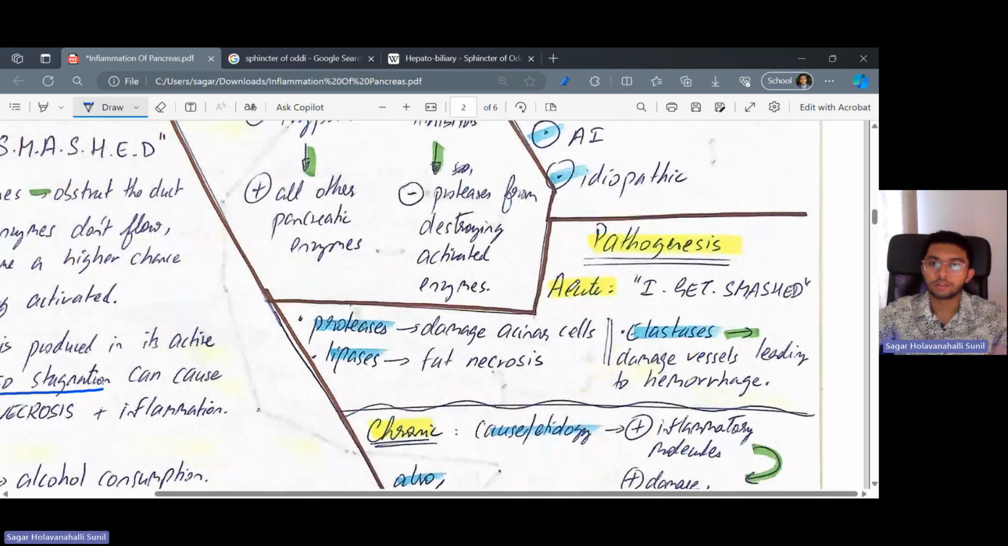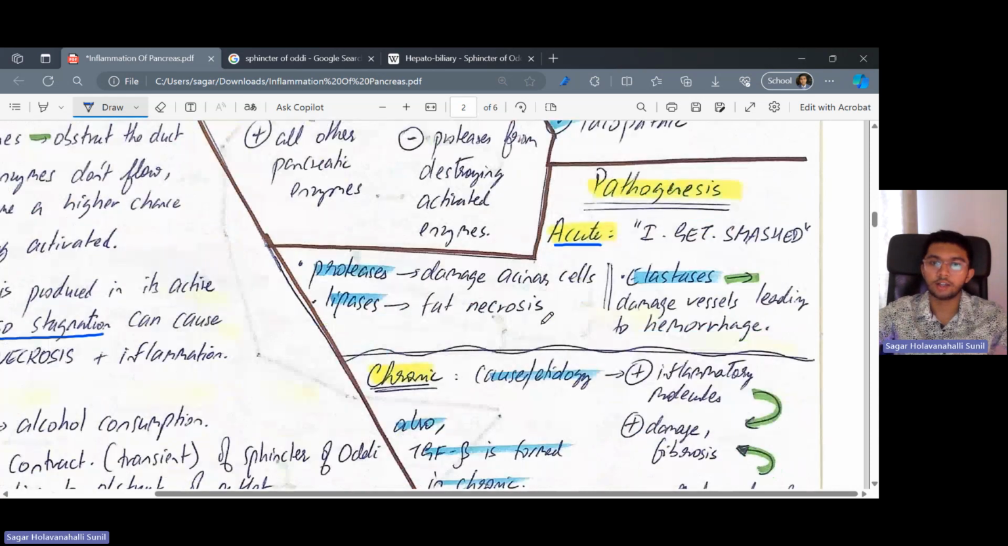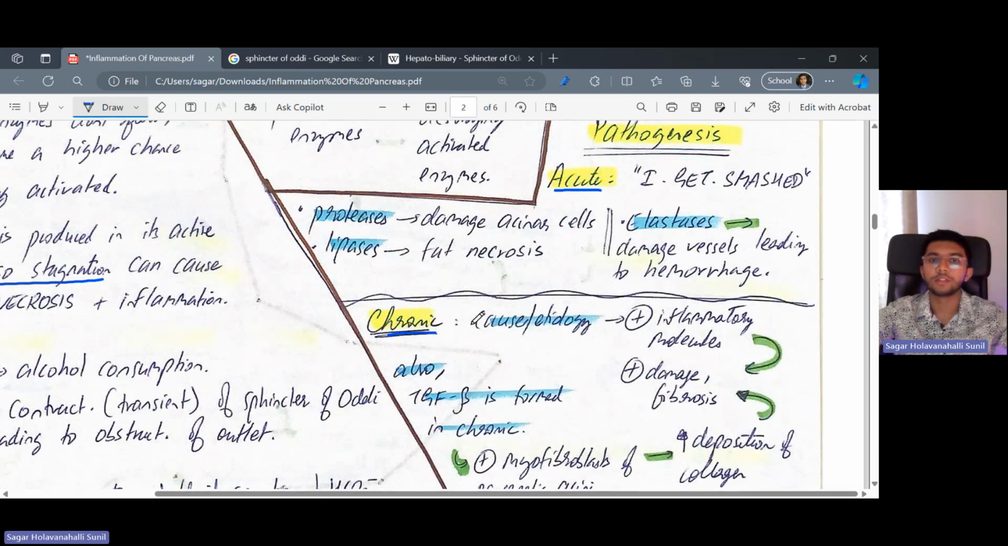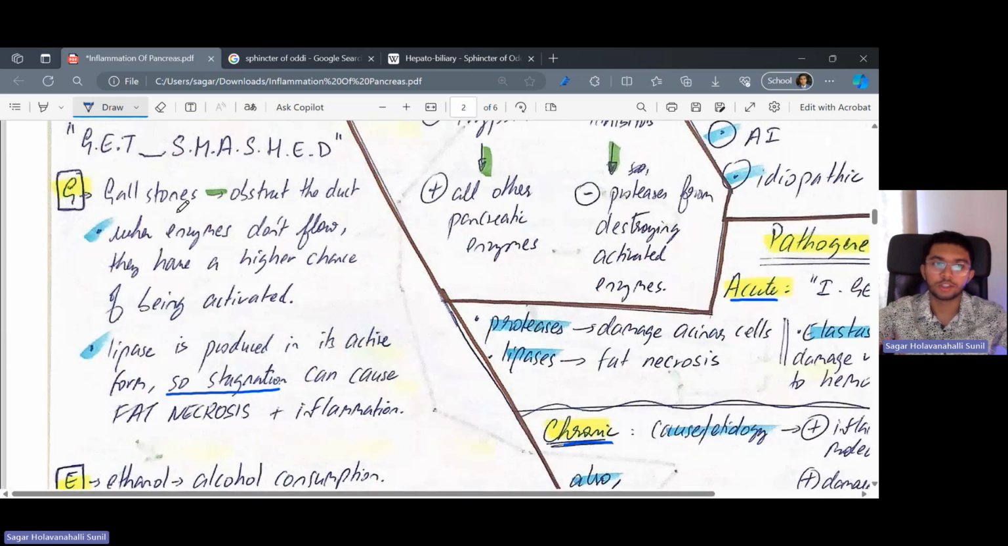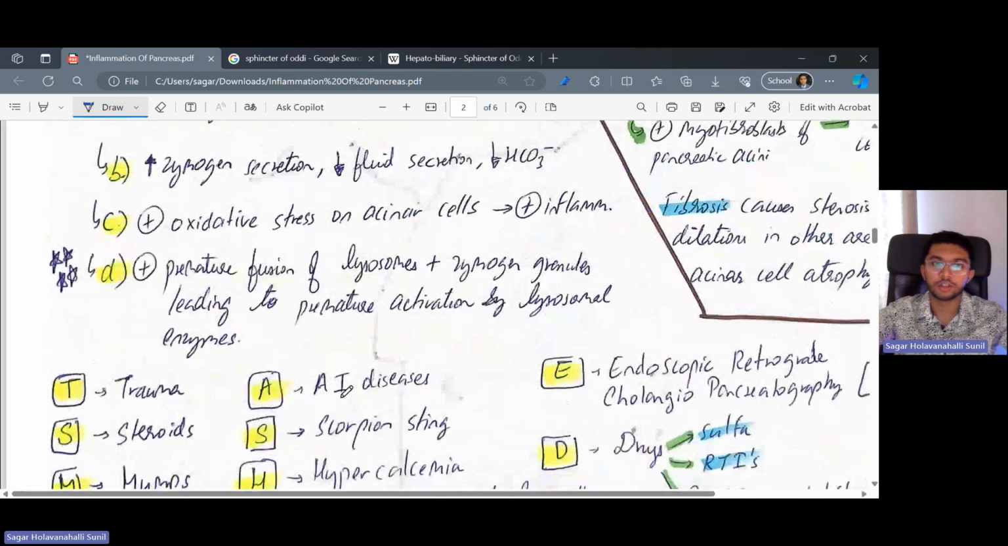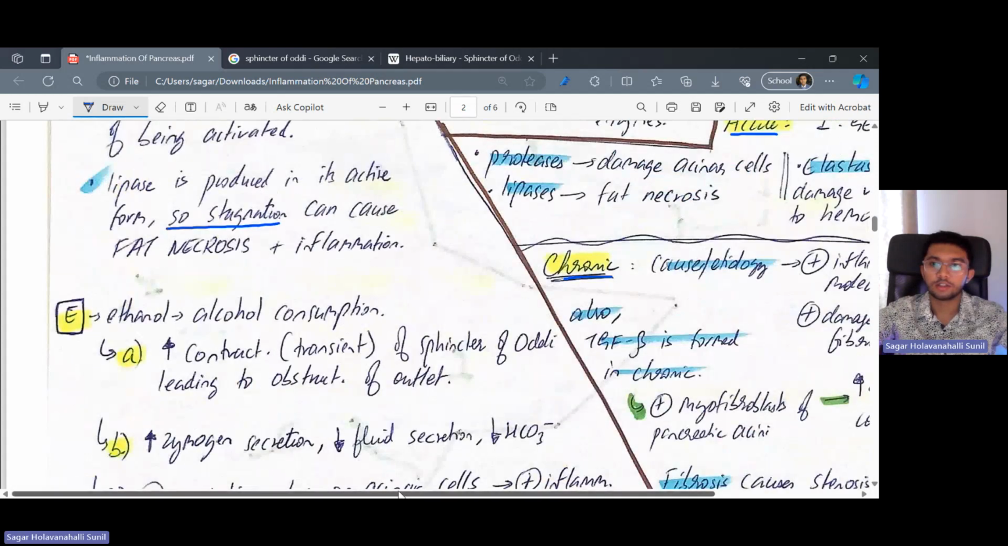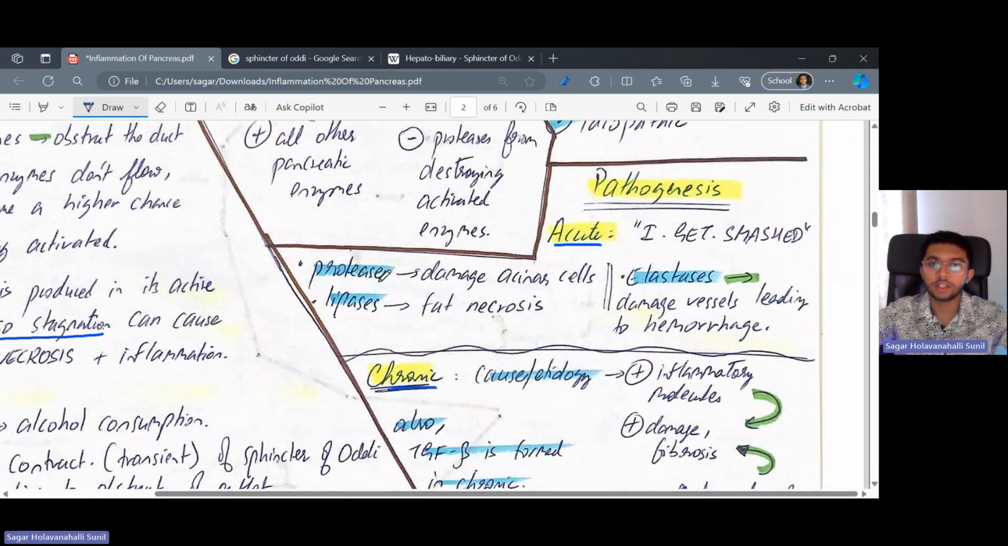Now let's look at the pathogenesis of both acute and chronic. Okay, so acute: basically I GET SMASHED, I literally mention the same, whatever I've mentioned over here. Just mention that. Also, just know that the proteases damage acinar cells, lipases cause fat necrosis, and elastases damage the vessels, and that leads to hemorrhage within the pancreas. So I would say this is a pretty important point.